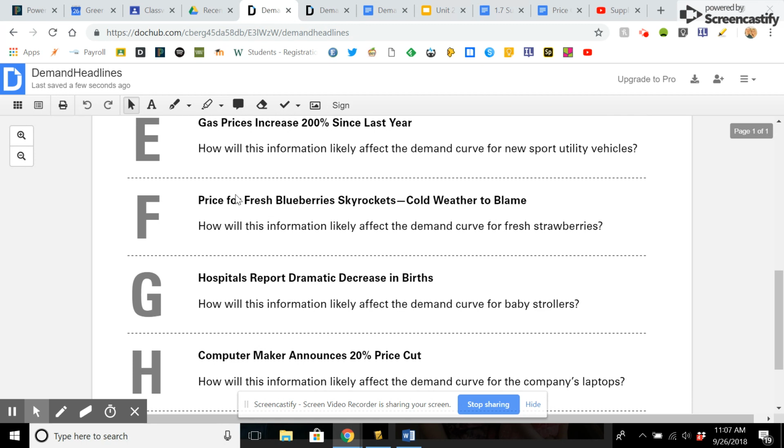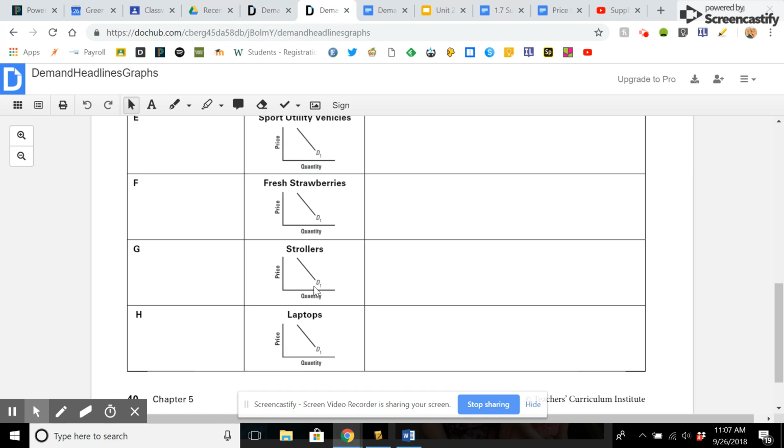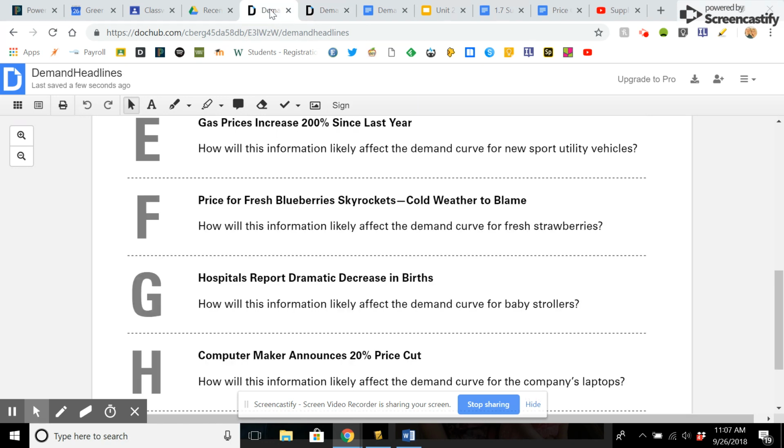Let's look at fresh strawberries. Price for blueberries go up. Okay, if blueberries are extremely expensive, what's going to happen to strawberries? Well, more people are going to buy strawberries, right? Of course, that makes sense. These are substitute goods. So the shifter is a substitute.